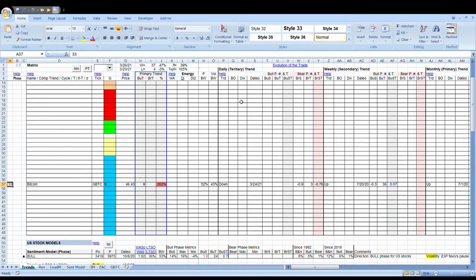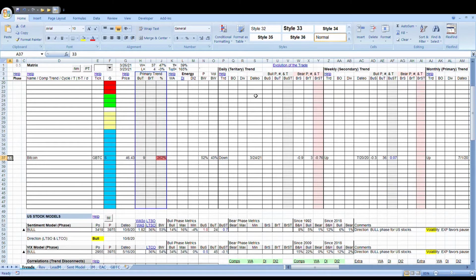And the energy build is very specific. It provides unique information in terms of Bitcoin and actually the risk on and risk off trade. So we're going to dig into that for the subscribers. I'll start this off. We're going to talk about the evolution of the trade.